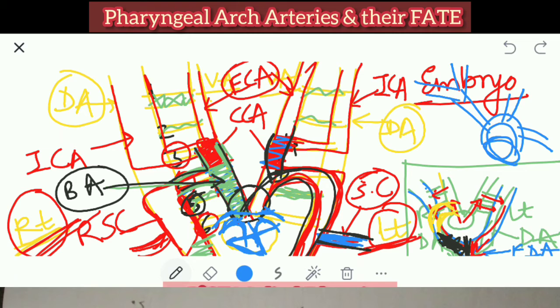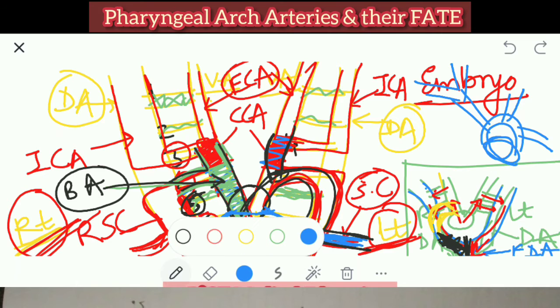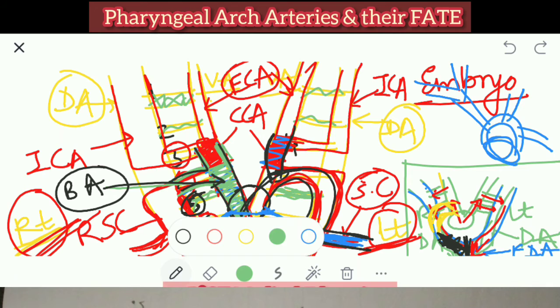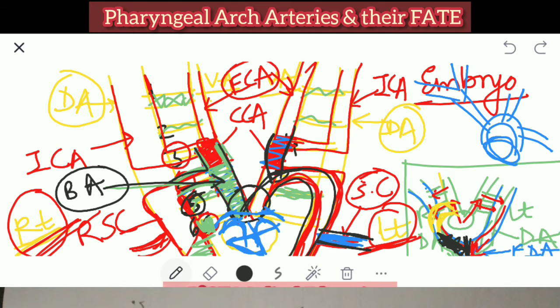Now this initial part of the sixth pharyngeal artery develops into the pulmonary artery. Rest part regresses. So I will use the green color. See this rest part, that is the distal part of the sixth arch, it regresses. Understood? See, this is your sixth arch. The distal part, it regresses.